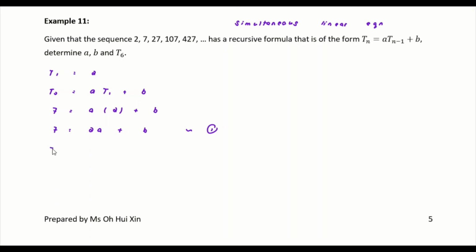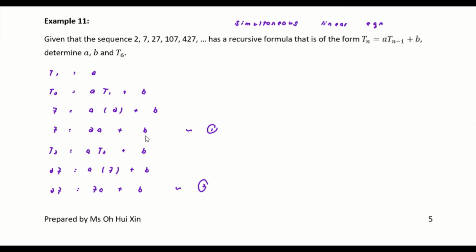So now let's try to use the third term. The third term equals A times T2 plus B. So what's our third term? 1, 2, 3, so that's 27. Then our term 2 is 7, so substitute 7 and then plus B. In this case, I will get 27 equals 7A plus B. Now this is your second equation. By having two equations, I can solve for these two unknowns.